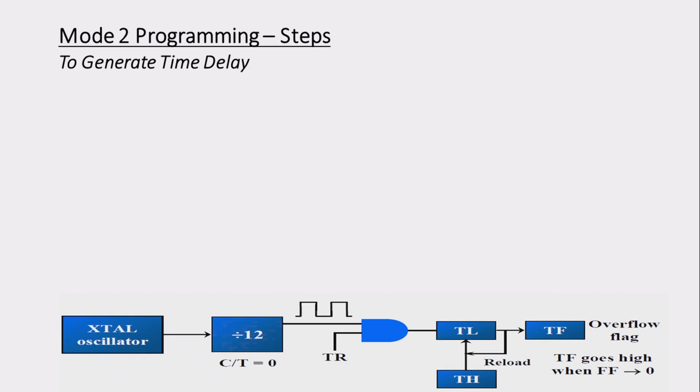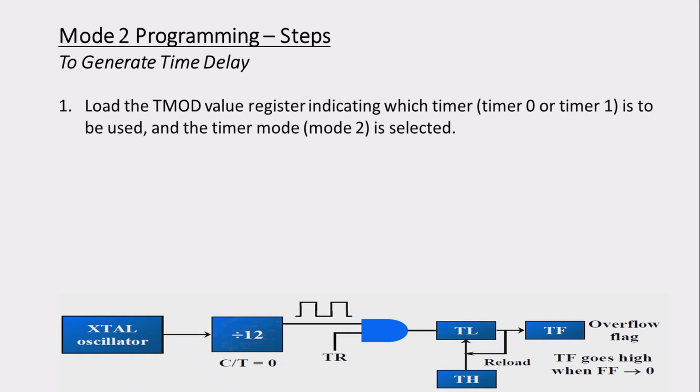Okay, now let us look at the steps we need to do. As we know, we have two different timers, timer 0 and timer 1. I need to select timer 0 or timer 1, and then I need to select my mode, which type of programming I am doing, whether mode 0, mode 1, mode 2 or mode 3. These particular things we do in the TMOD register.